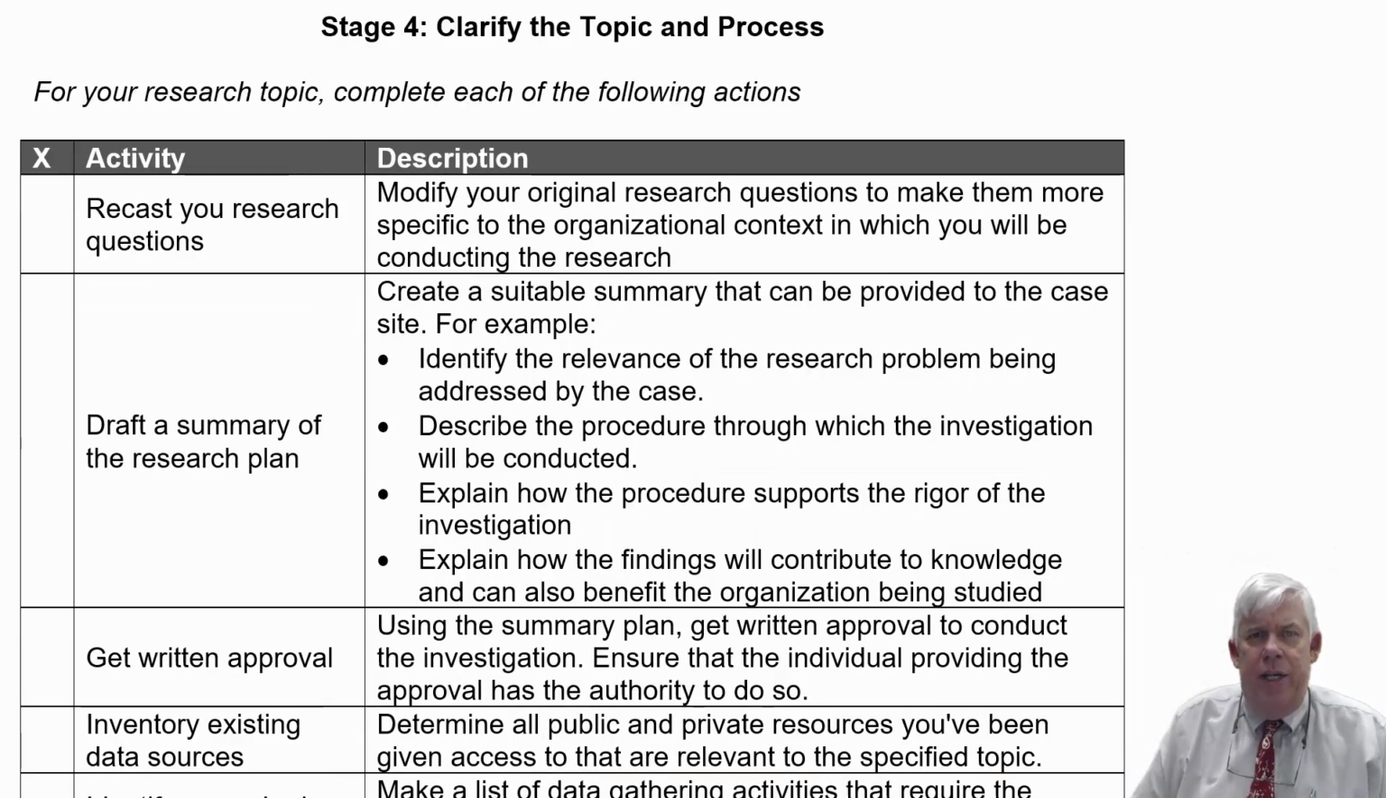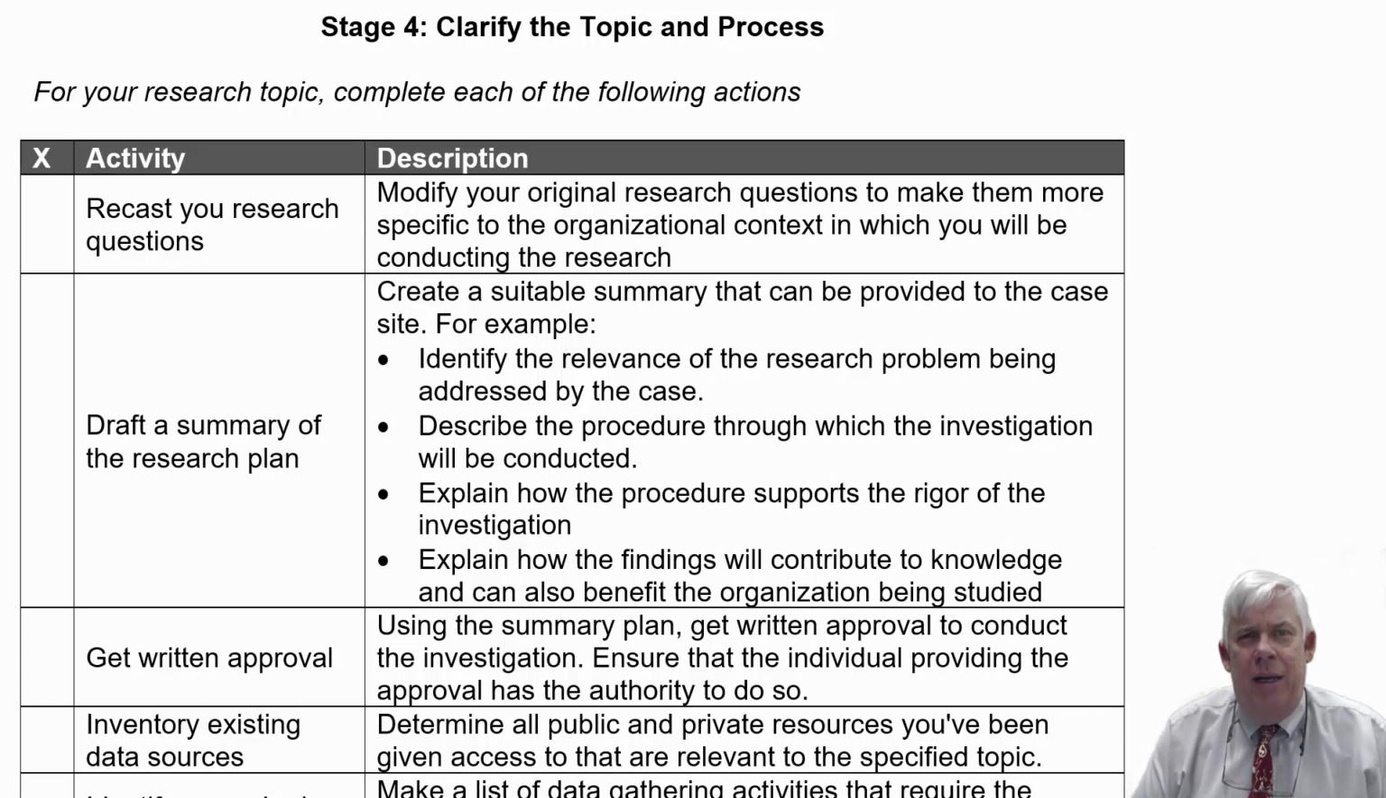The final stage in preparing to conduct the research involves clarifying the topic and process and getting formal permission to begin your research. So what you would probably begin by doing is recasting your research questions. Before you have a site, your research questions are likely to be extremely general. Once you have a site in mind, you can make the questions a bit more specific.